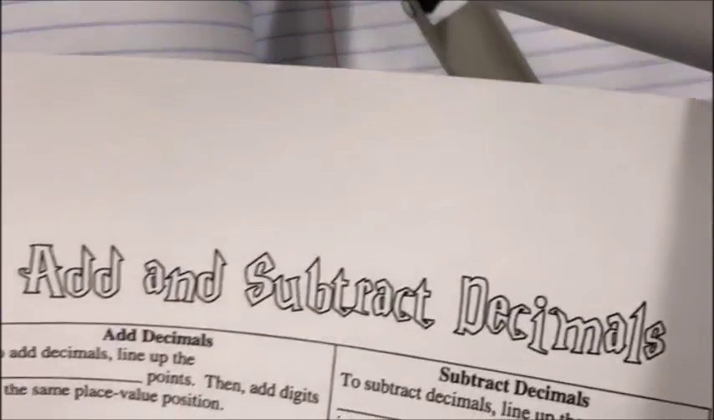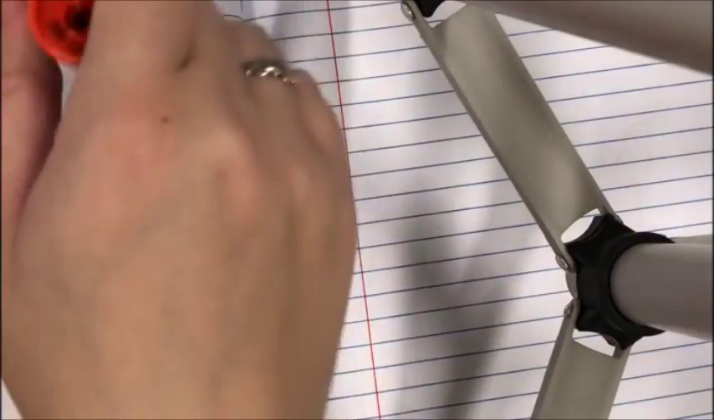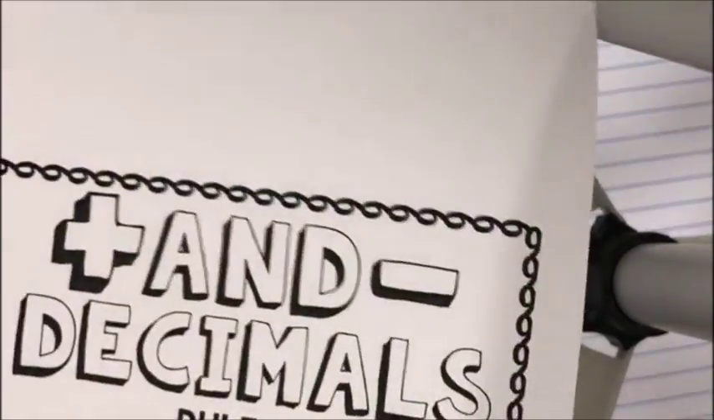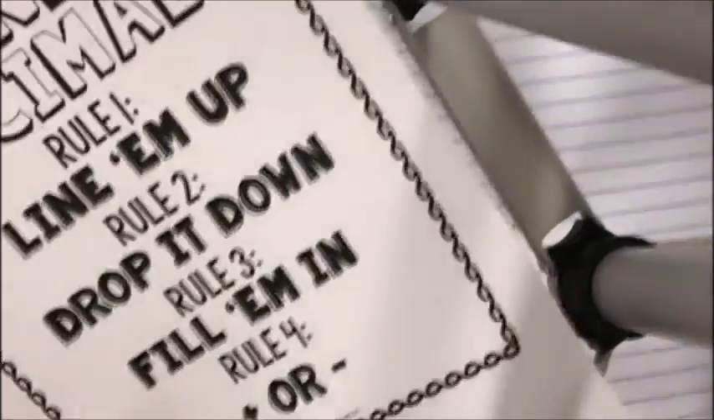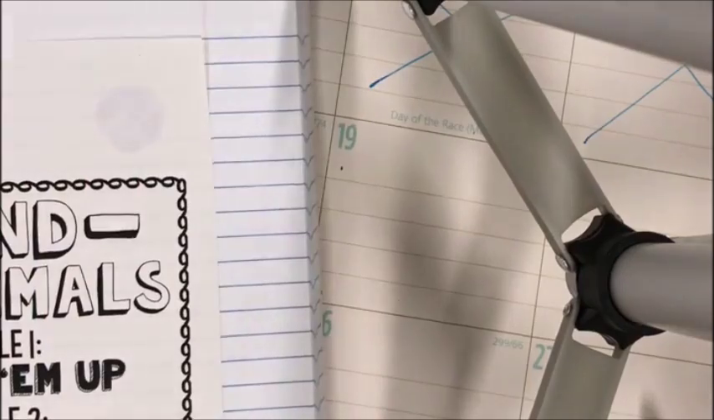On page 46, you're gluing in the page that says add and subtract decimals. On page 47, you're going to glue in the paper that has the plus and minus sign at the top. That's on page 47.